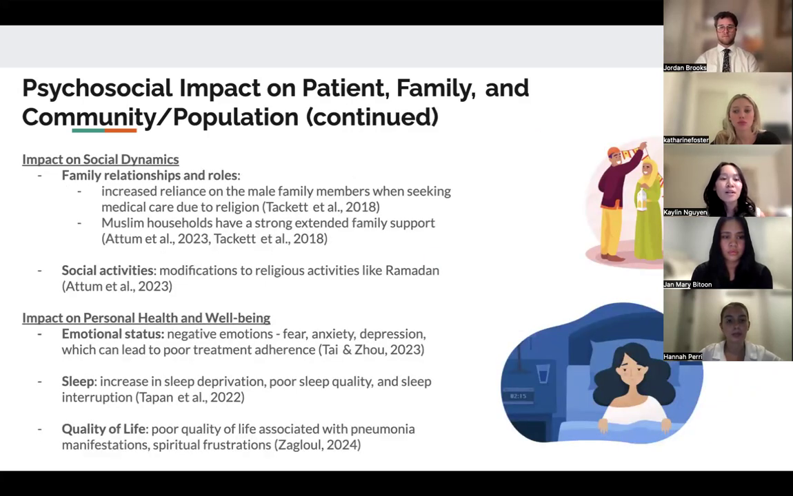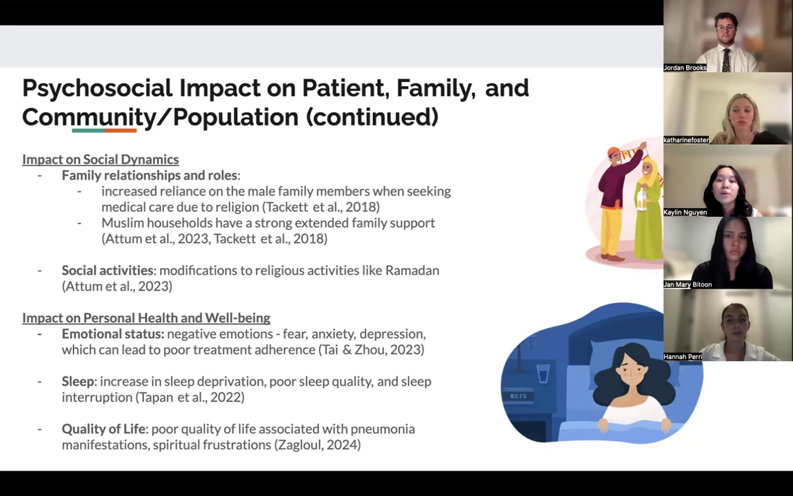So, in terms of the social dynamic of families and communities, within family roles and relationships, there's an increased reliance on the male family members when seeking medical care due to religious reasons, like I talked about before. So many women, especially in Muslim households, are the primary caregiver when it comes to families. However, when they do have these diseases, they have a strong extended family to help support them in times that they need help. Then with social activities, there are modifications to religious activities.